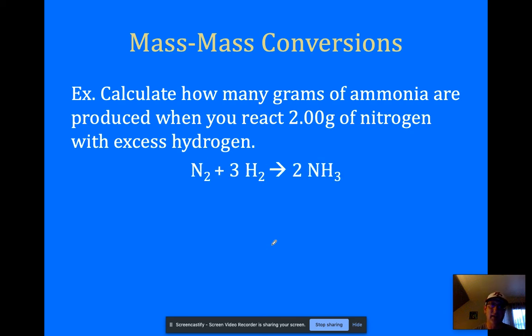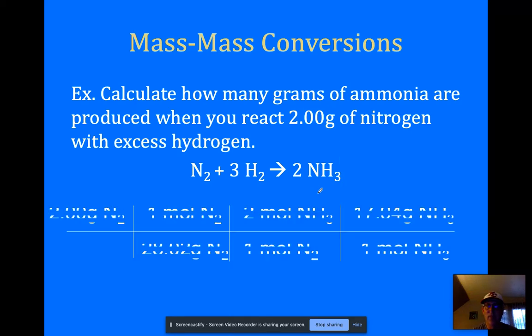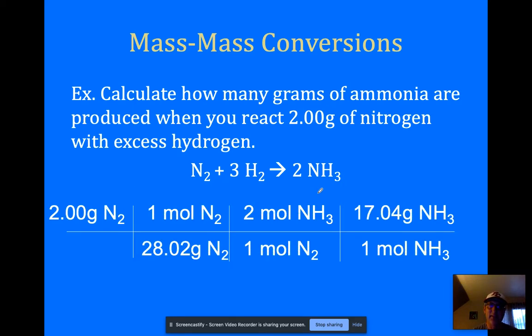Okay, so calculate how many grams of ammonia are produced when you react 2 grams of nitrogen with an excess of hydrogen. So here's that balanced equation. N2 plus 3H2 yields 2NH3. So we're going from 2 grams of this, okay, how many grams of ammonia, to grams of this. So it's gram to gram, mass to mass. So it's going to be 3 steps. So here's your setup. So let's go through each one.